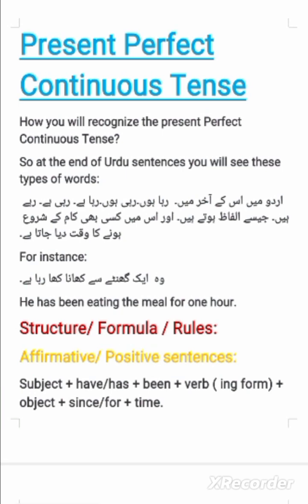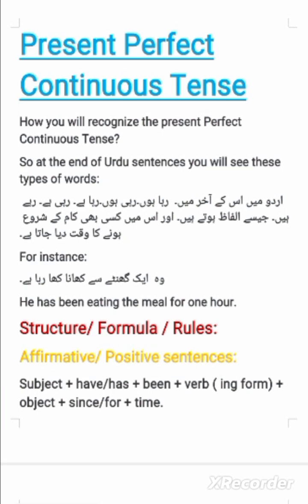Okay, so for simple sentences or positive sentences, it's a very simple structure here. So we will use subject, then has/have, and then been, then verb plus ing form, that we also call gerund form. All right, gerund form इसका दूसरा नाम है, ing form का दूसरा नाम है, second name is gerund form. Okay, and then there will be object, then we will use since, for, plus time. Okay, so now keep the structure in your mind and let's make a sentence with me.